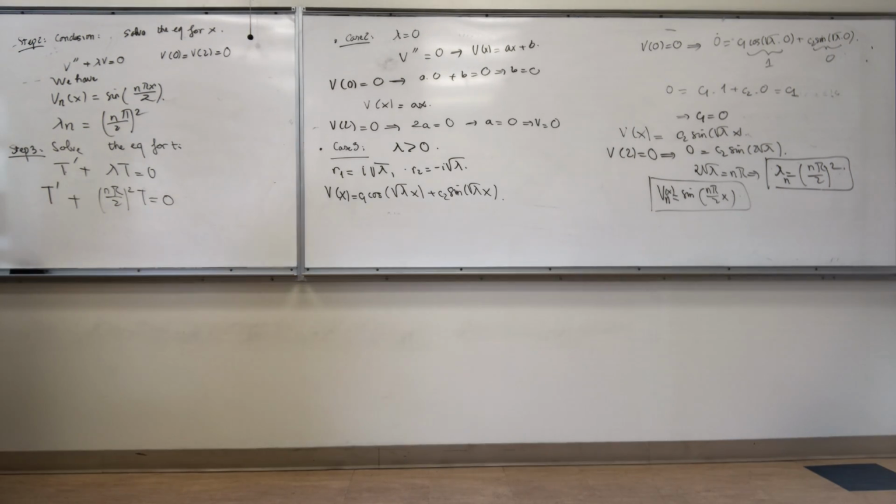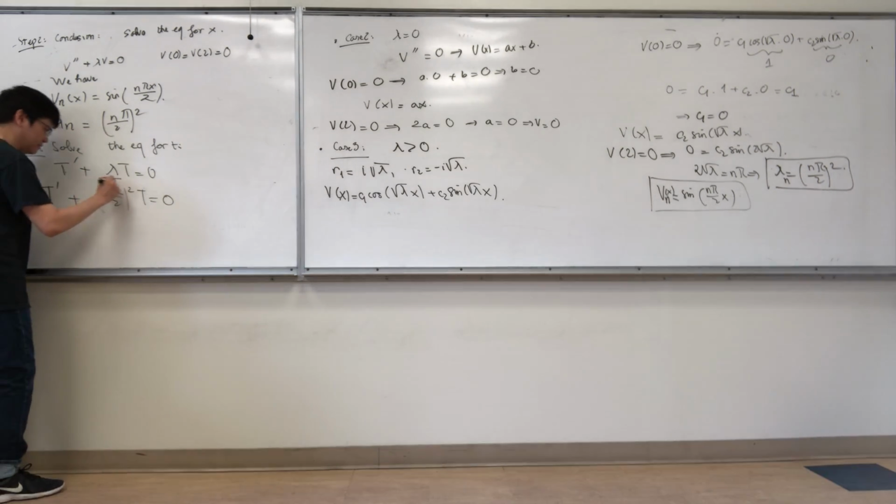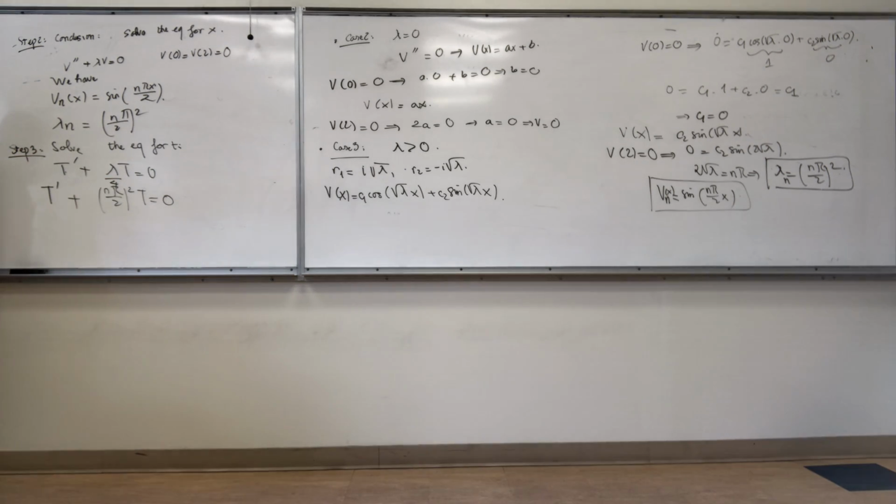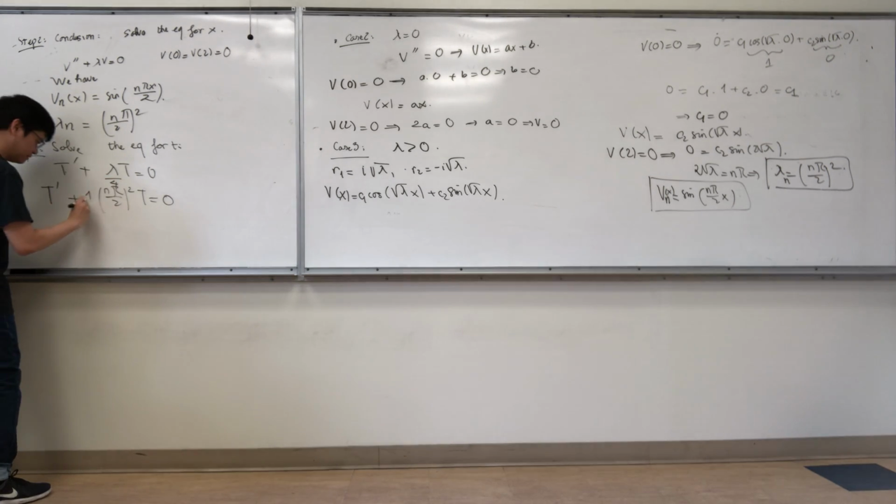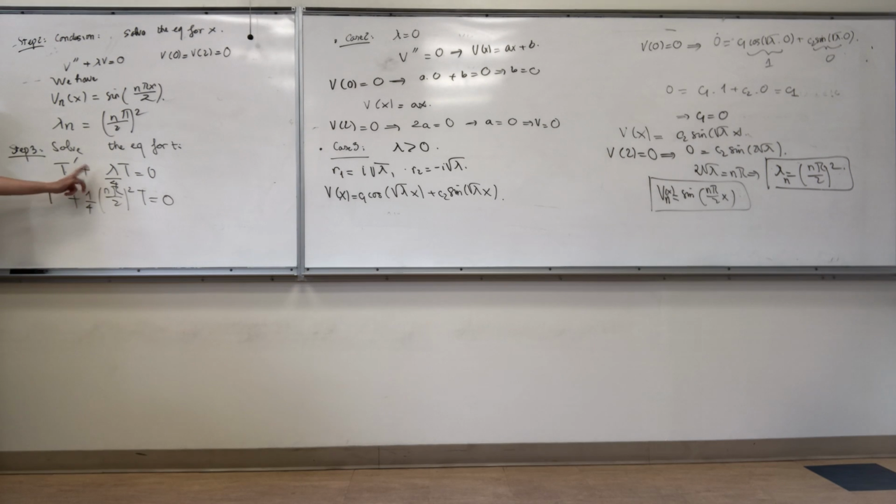Yes? I thought the equation for t was t prime plus lambda over 4 t for this problem. Thank you. Yes, very good. That's 1 over 4. So the equation for t is t prime plus lambda over 4 t is 0, right? So which means that you have t prime plus 1 over 4 times n pi squared over 2 t is 0, right?